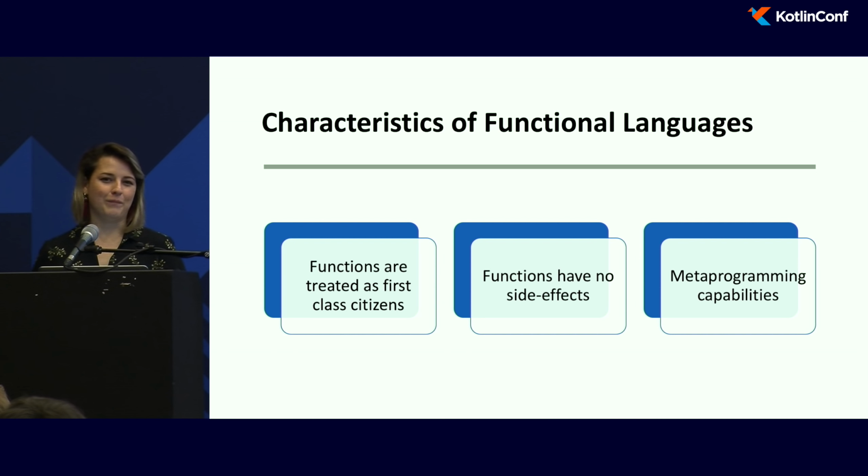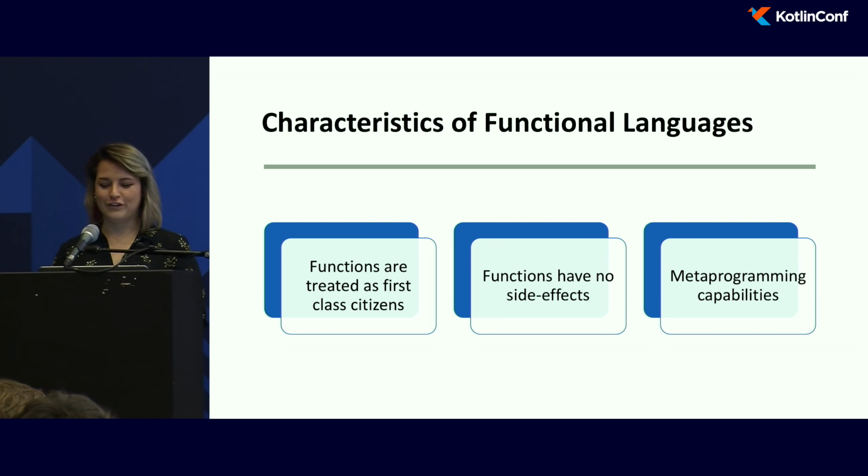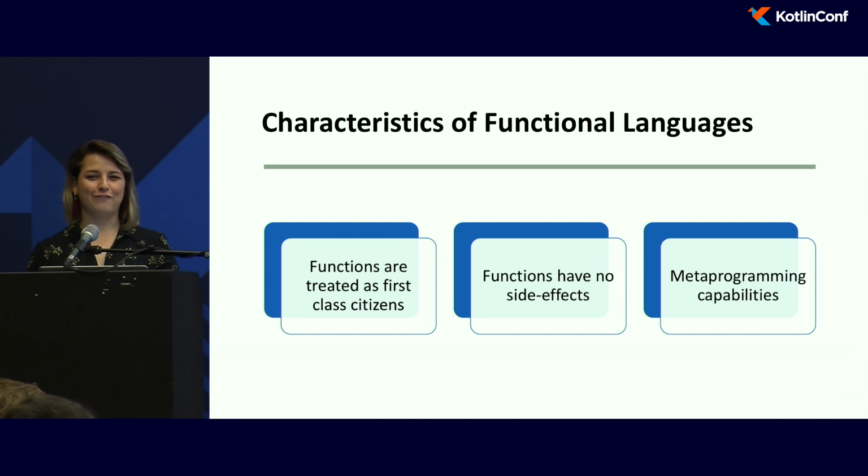Why am I talking about metaprogramming? Well, Kotlin happens to be a functional language. Up here, I have a couple characteristics of functional languages. Of course, there are more, but I feel like these three are the ones that functional purists can most definitely agree on. So, first pillar of functional languages, functions are treated as first-class citizens. This means that in a functional language, the language treats functions as a parameter.